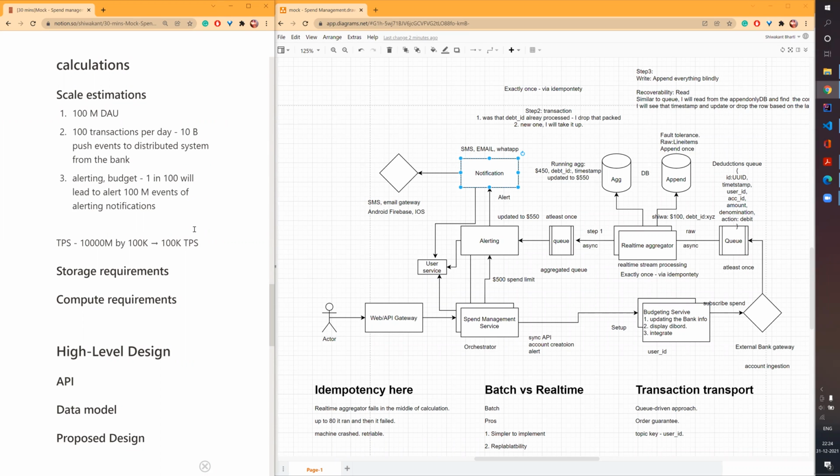For example, if I have a budget of $500, I will do $50 spending, $100, $20. So eventually it will breach that number. So the alerting will be much less, almost like 1 in 100 kind of thing. So makes sense, right?